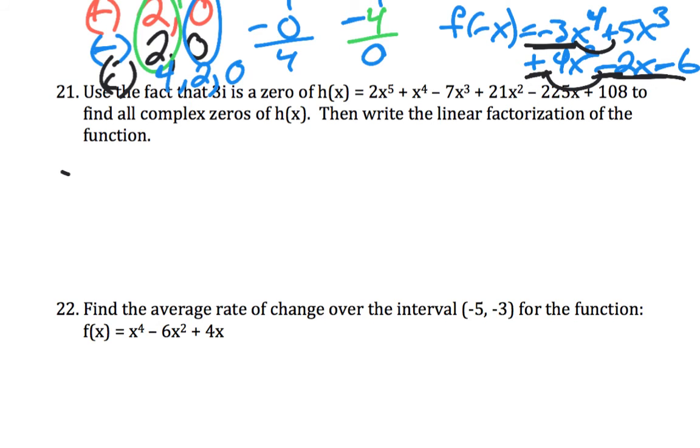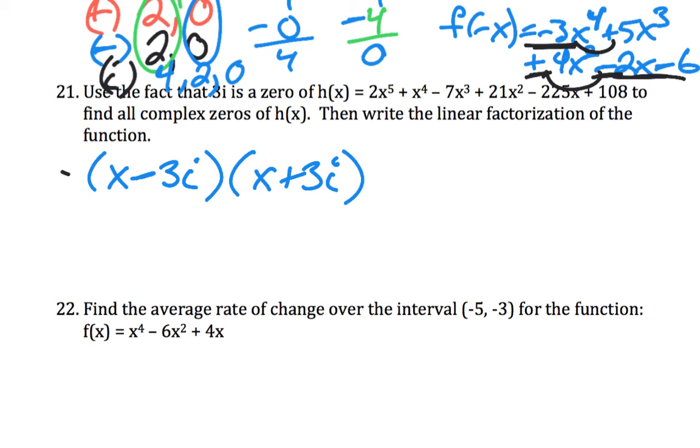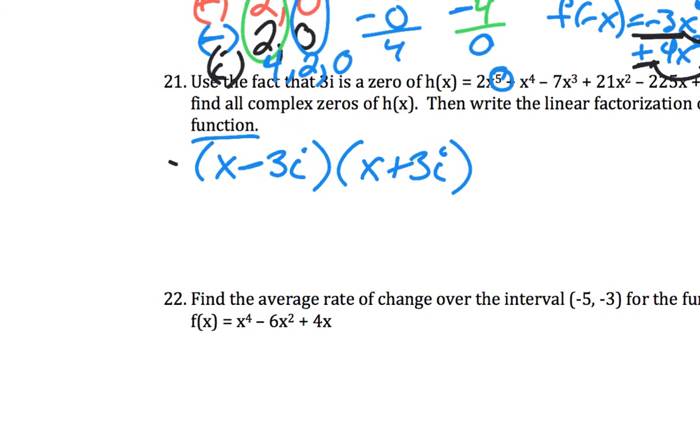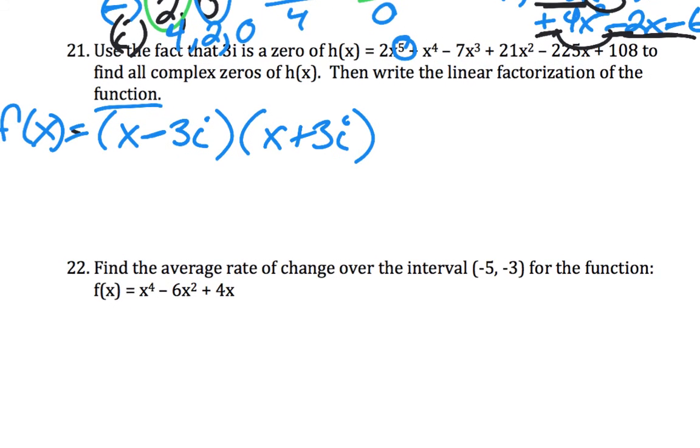21. We're going to use the fact that 3i is a 0. So that means that x minus 3i has to be a 0. And x plus 3i has to be a 0. And it says to find all the complex zeros, write the linear factorization of the function. So I have 2 of them. I know there are going to be 5 factors. What's the easy way to find the rest of the factors if they're real? Hopefully you just thought, graph! Yes, you are right! Graph them and see where it crosses the x-axis, please. They cross the x-axis at a negative 4, a 3, and a 1/2. So, a negative 4 as a factor, it's an x plus 4.